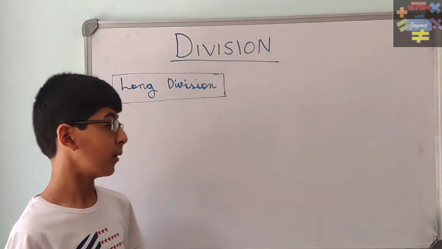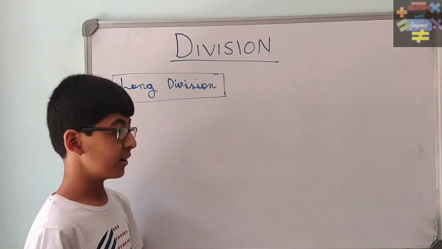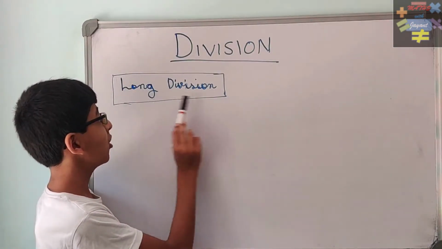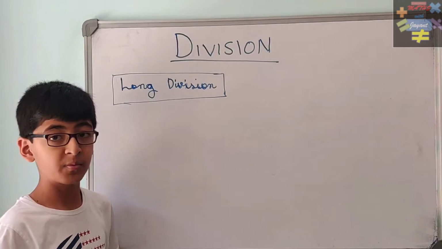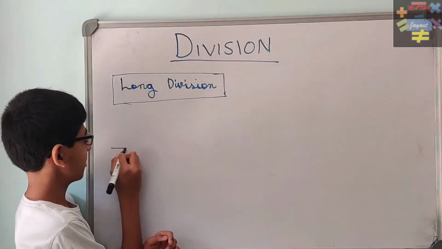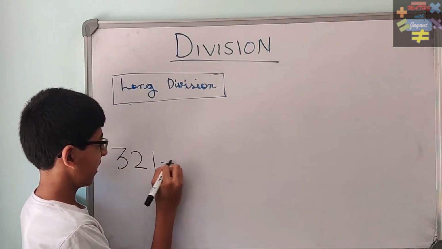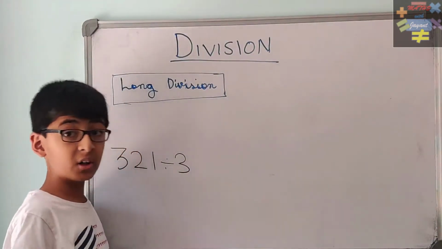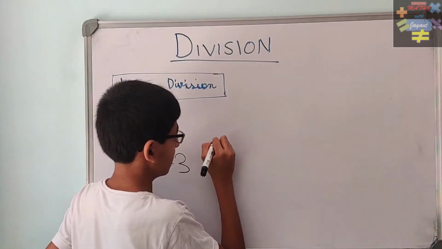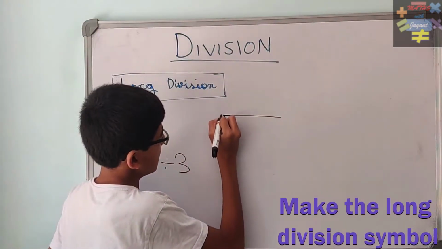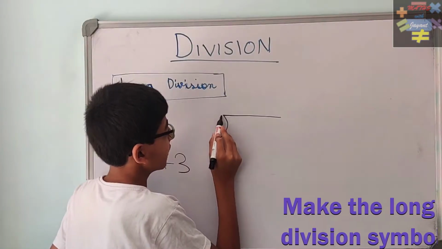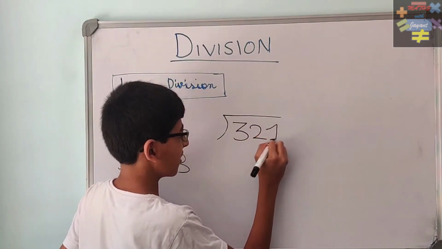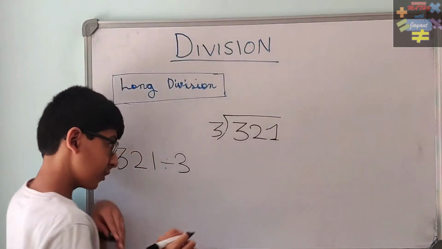Now, numbers are not always small enough that we can divide them mentally. We need a perfect method to divide, and one such method is the long division method. Let us learn how to divide using this method. Suppose we have a question, 321 divided by 3. First step, make a curve and then a straight line. Over here our dividend 321 goes, and over here the divisor 3 goes.